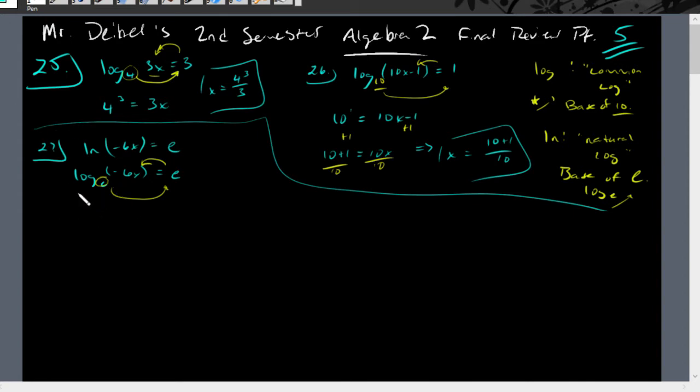It's my handwriting being bad. So it's e to the e equals negative 6x. We have e to the e. That's so complicated. Yeah, I don't have any words for you.